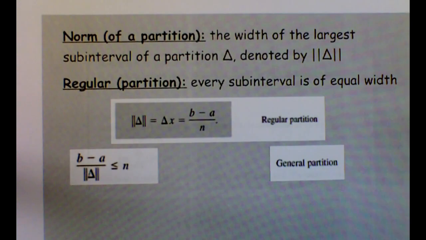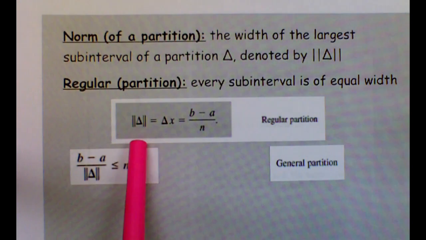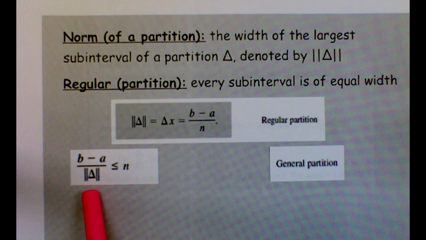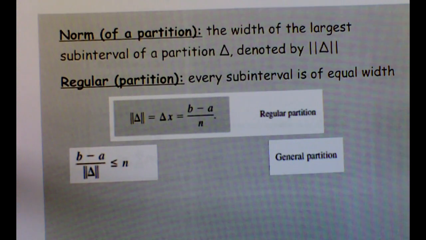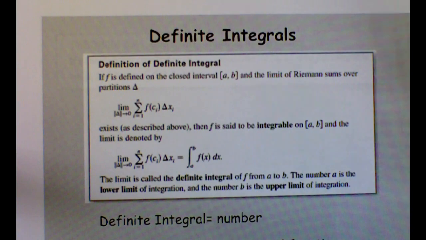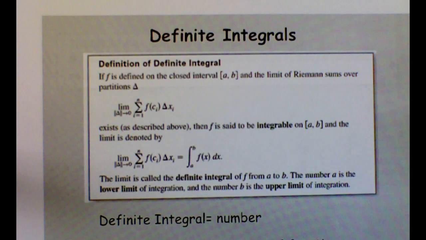So the norm of a partition is the width of the largest subinterval of a partition, as denoted by these straight lines around our delta. A regular partition is when every subinterval is of equal width. So for a regular partition, the norm is equal to delta x, which is b minus a over n. b minus a over the norm is always less than or equal to the number of partitions. There we go.